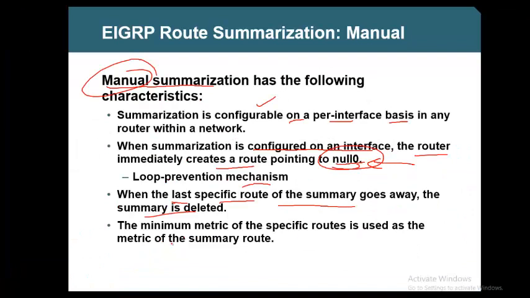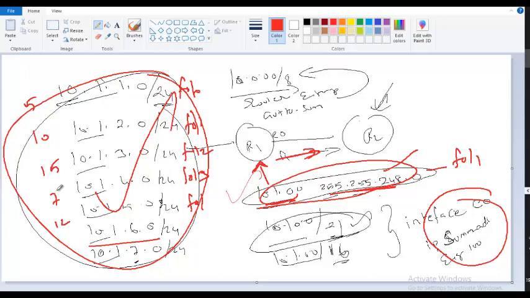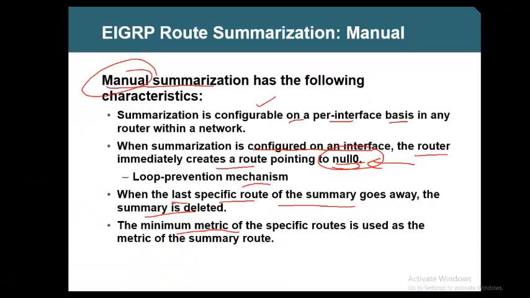The minimum. So here the minimum is 7. 7 will be given as the metric for this. The minimum. Sorry, 5. 5 is the minimum. The minimum metric of a specific route is used as the metric of the summary route.